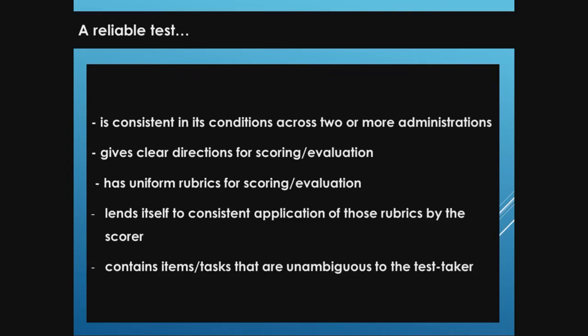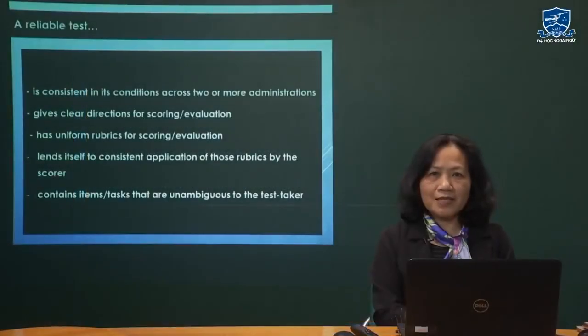So if the test wants to be reliable, it must give clear directions for scoring or evaluation. And it must have uniform rubrics for scoring or evaluation. It lends itself to consistent application of those rubrics by the scorer and contains items or tasks that are not ambiguous to the test taker. So if the test has all these features, we can say that it is reliable.